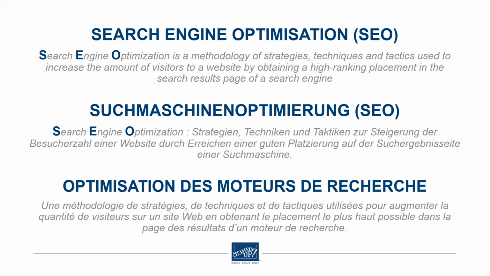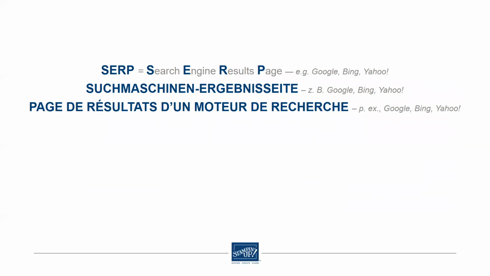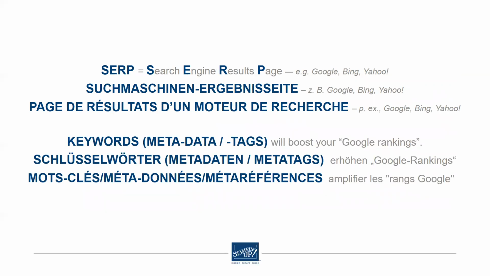What's a search engine? Or a SERP? Well, a search engine results page is basically the techie term for platforms like Google, Bing, or Yahoo. Now, your ranking on a search or a results page, in part, is determined by these search engines detecting and analyzing specific and relevant keywords or metadata. They're also known as metatags, and they're all the same thing, by the way.